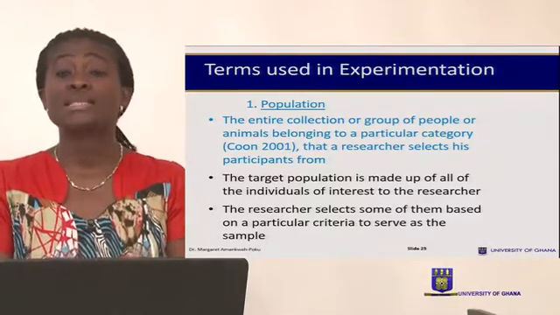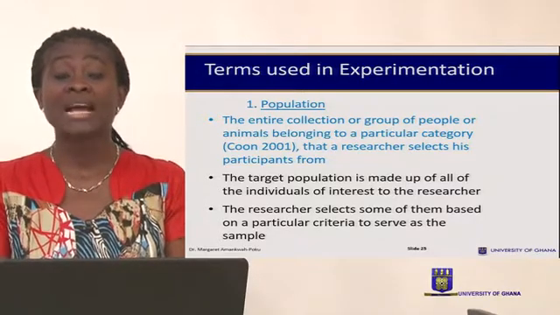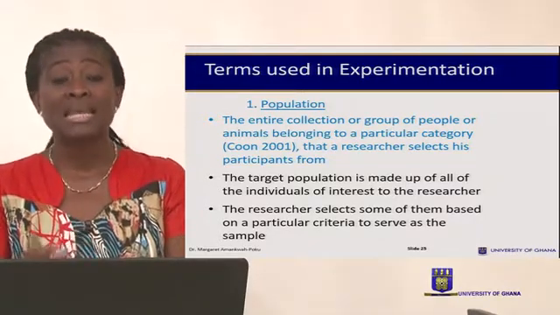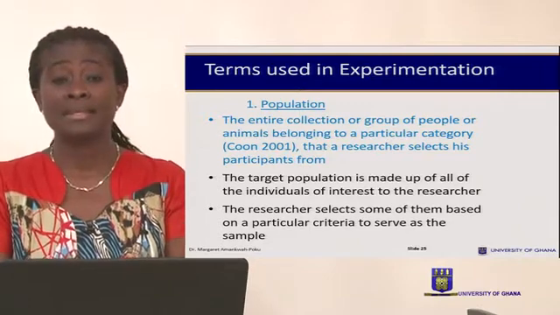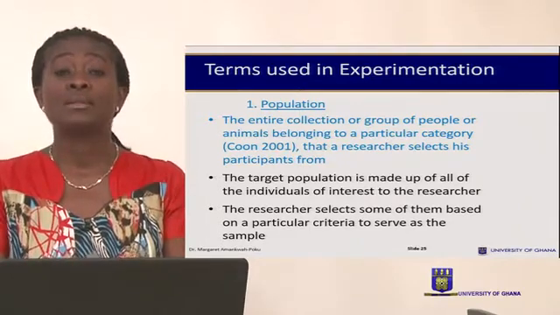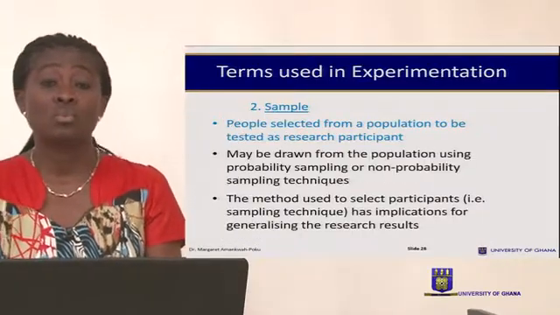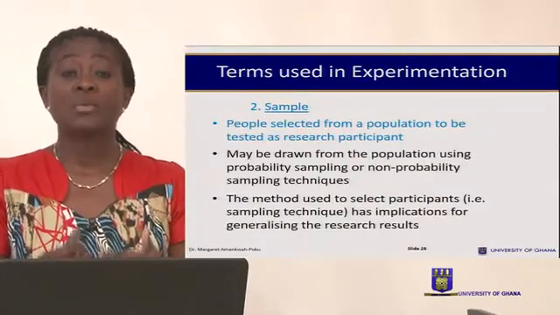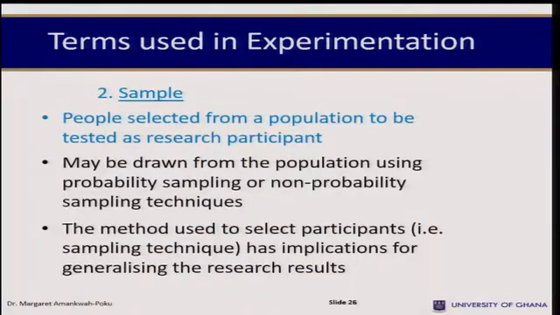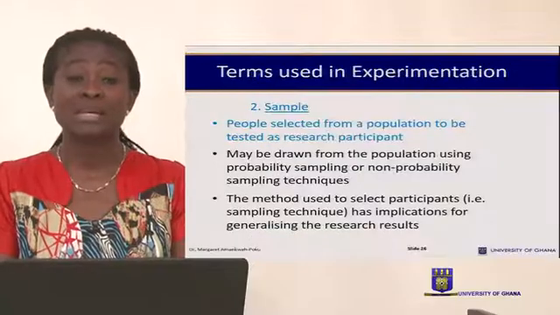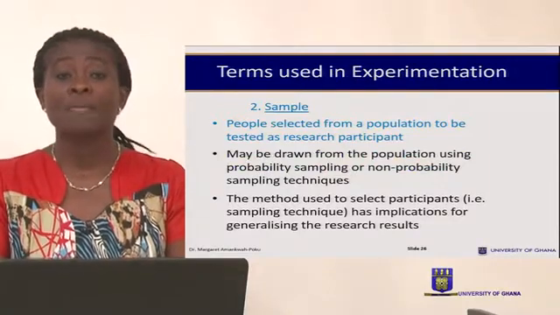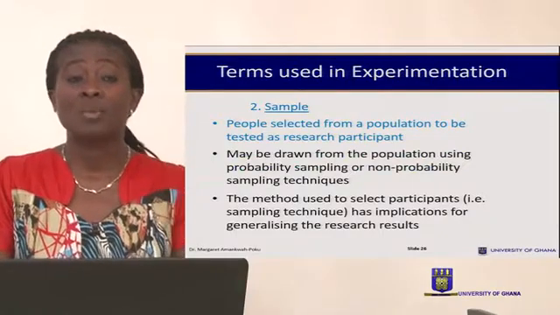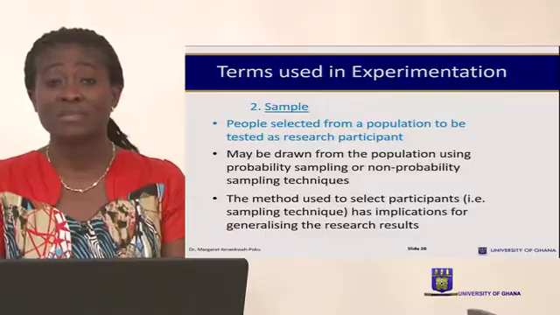Or if I want to test students in the DE program, I cannot test all students in the DE program, so I'll select some of them and then test them. So my population will be all students in the DE program. My sample will be those that I select. So that brings me on to what a sample is. So a sample is basically a subset of a population. From what I've just said, I mentioned the fact that you can't test the whole population, so you select some participants from the population in order to test them, and these are what we refer to as a sample. A sample are people selected from a population to be tested as research participants.